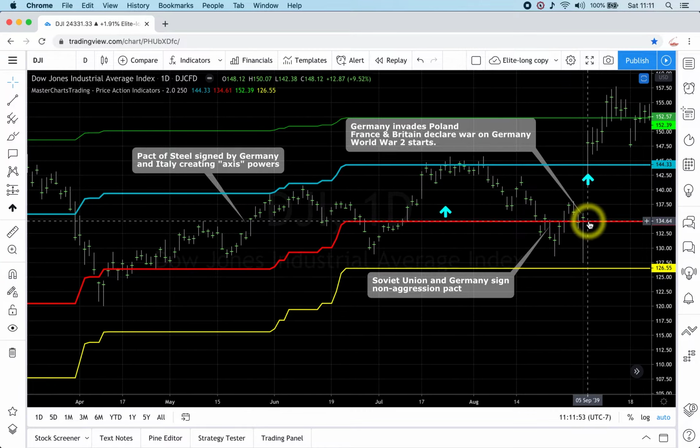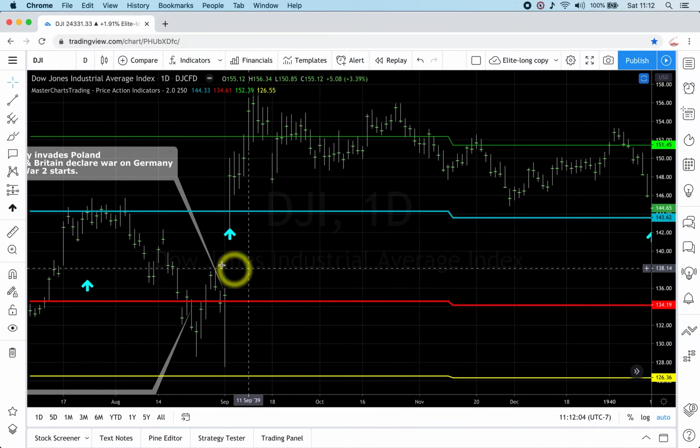Right there, as crazy as it sounds, this is an outbreak of war, and look what happened. This is exactly where you want to be buying, right? You want to be buying this stock market because the signal is there.